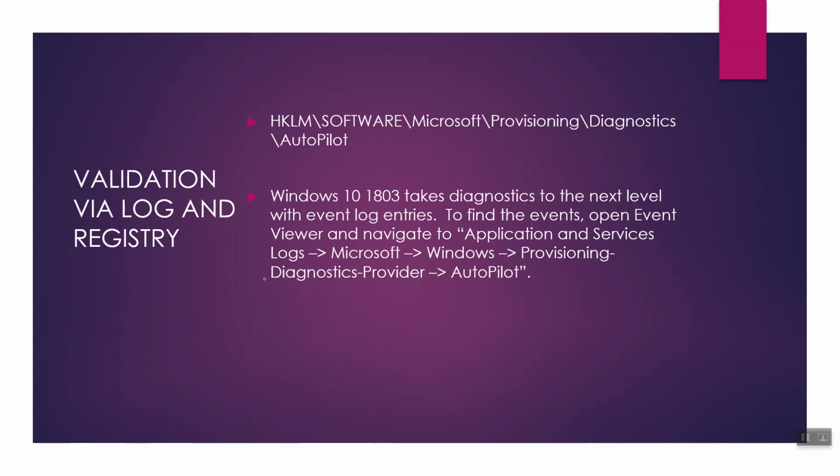As far as validation is concerned, once the profile has been deployed to a device and we are inside the device, the first thing that we can check is the registry. This is the registry location that we would typically be checking. I will be showing what exactly is supposed to be present in this registry location. And this is the event log that we are supposed to check, the provisioning diagnostic provider Autopilot. These are the two things that we would ideally check in case of a successful Autopilot deployment.